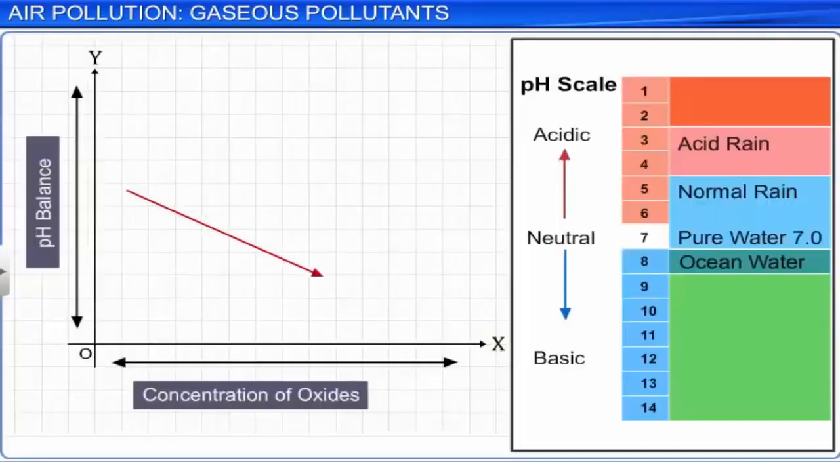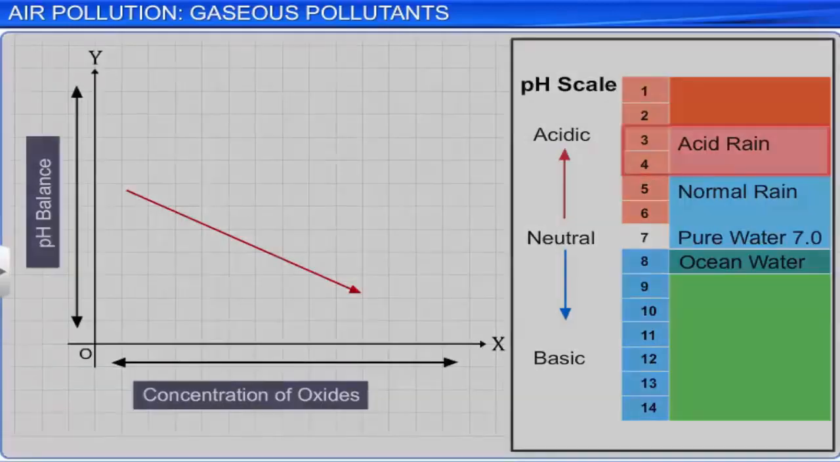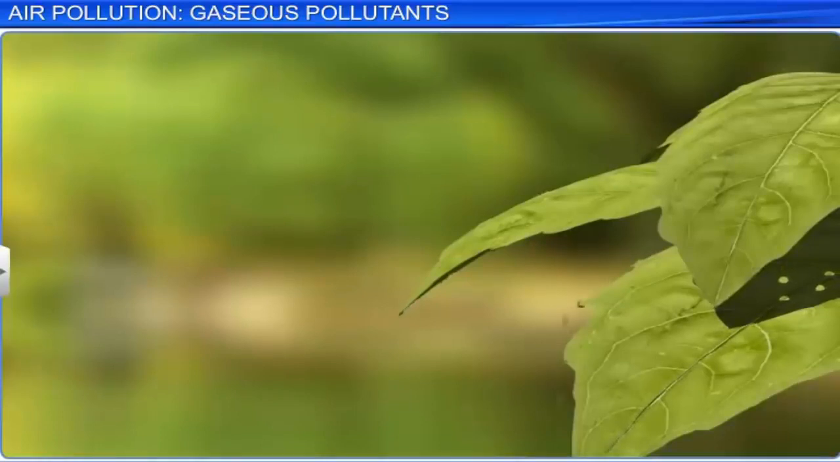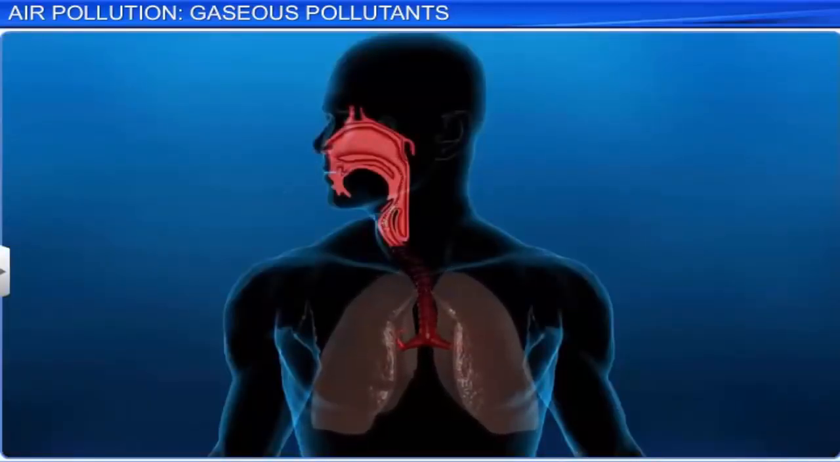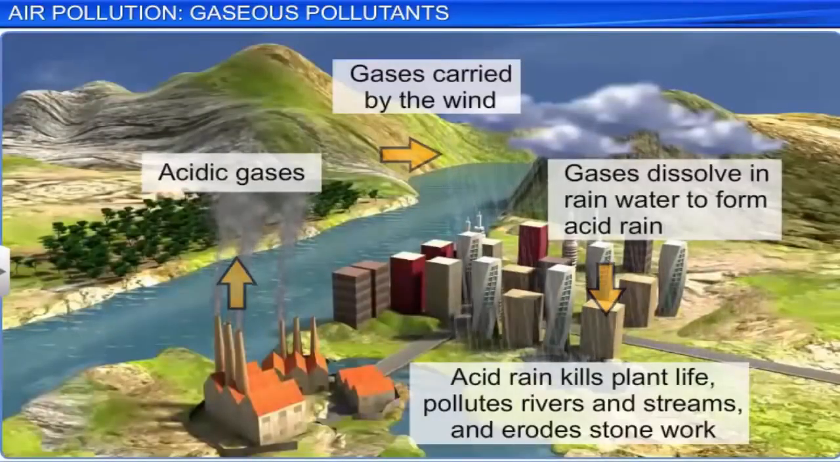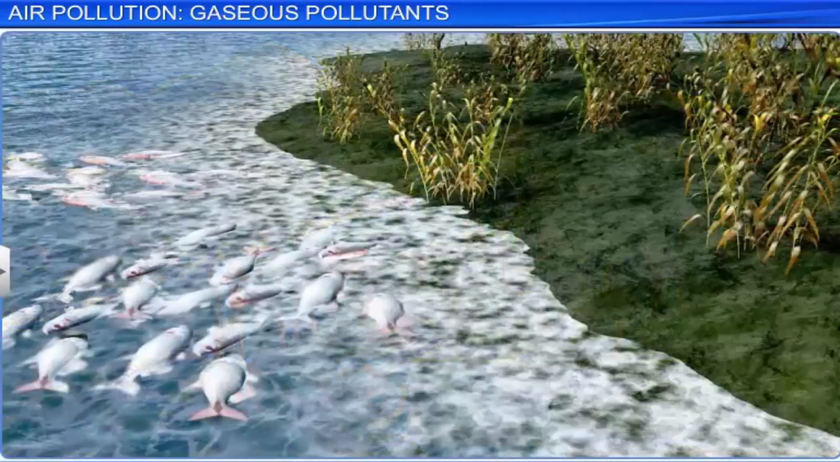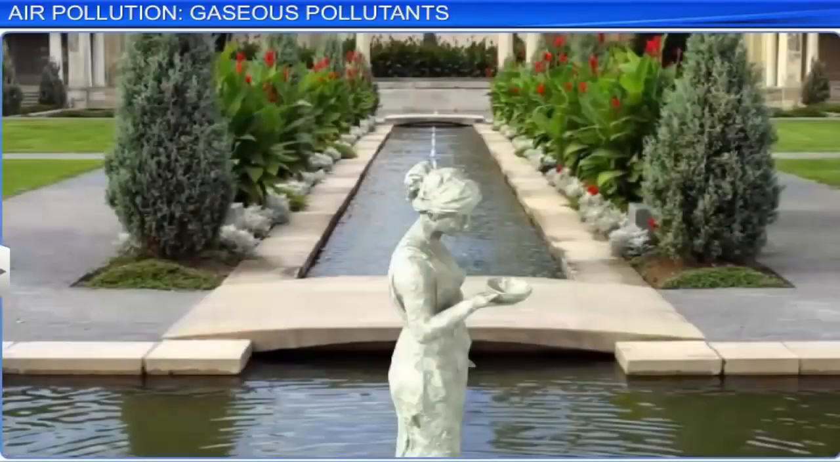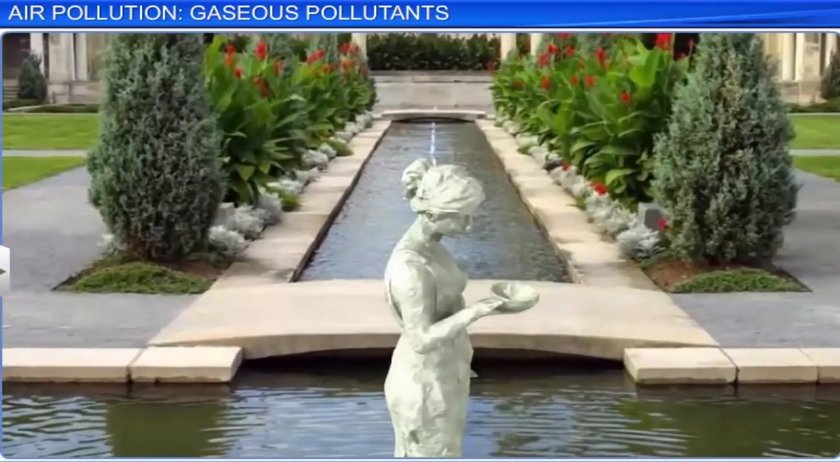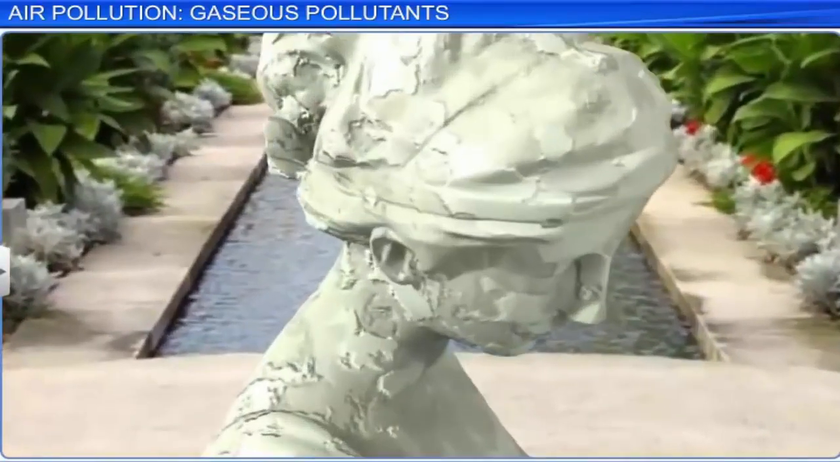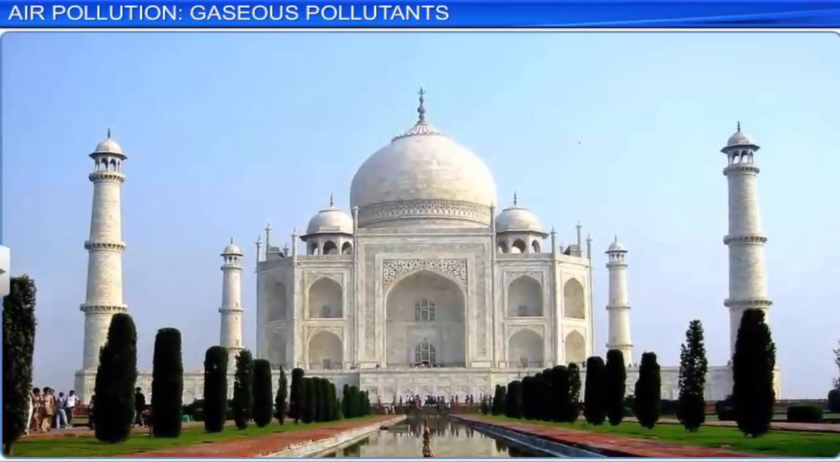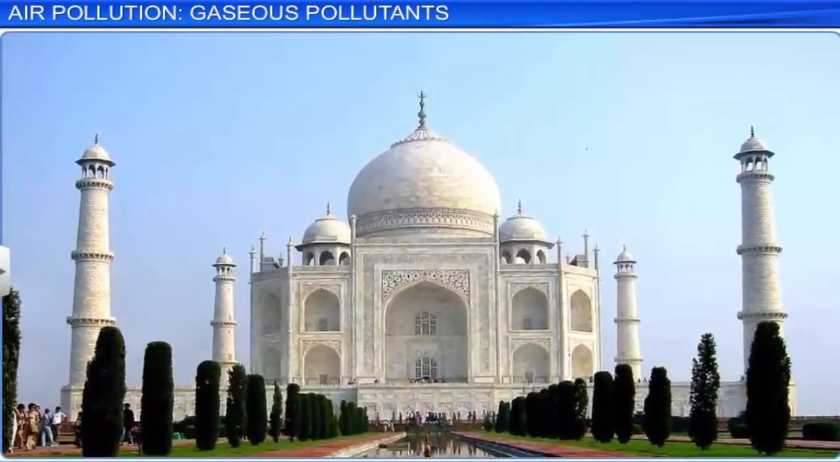An increase in the level of the oxides of sulfur and nitrogen makes the pH value of rainwater drop below 5.6, causing acid rain. Acid rain washes away nutrients from plants and is harmful for trees and agriculture. It causes respiratory diseases in humans and animals. Acid rain flows to rivers, lakes, and oceans and harms the ecosystem in them. The acid particles corrode metals and stones, damaging structures made of them. The Taj Mahal, the beautiful monument in India, is being disfigured and rendered lusterless by acid rain.